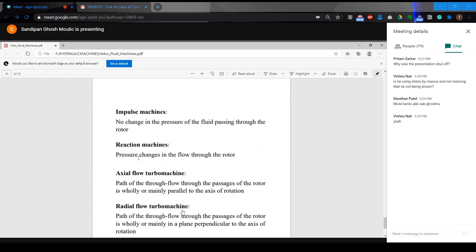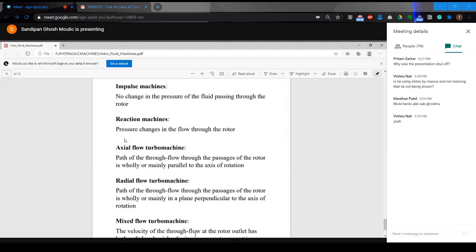Now, in a reaction machine, as the fluid flows through the rotor, the pressure will change. And the change in pressure will also be reflected in an energy transfer. Of course, here also there may be a change in the momentum. There is usually a change in the momentum. So usually you will have machines where the kinetic energy of the fluid is changed and also the pressure is changed. You may have neither a pure reaction machine nor a pure impulse machine, but a mixture. Now, you can also classify machines according to the direction of flow.